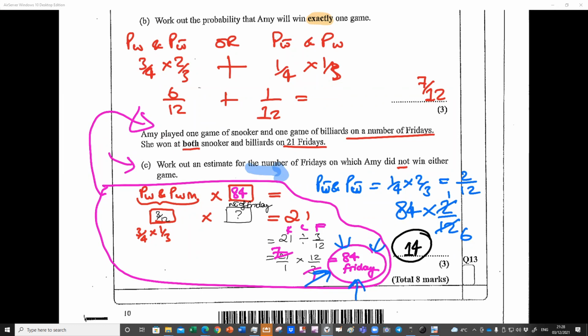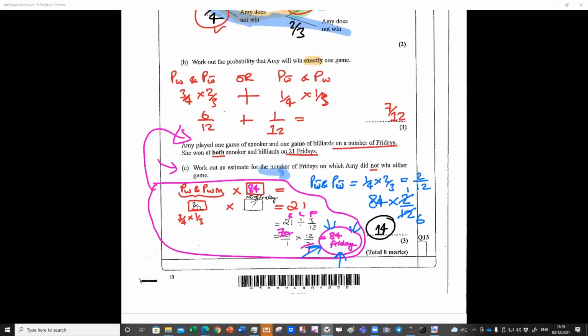So how many people in the class got 14? Do you understand how you got 14? You have to work out first how many times she played the game, and from that you can then work out the actual answer for the new question. Okay, fantastic.